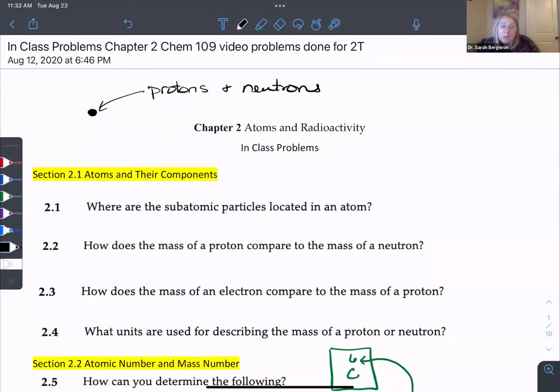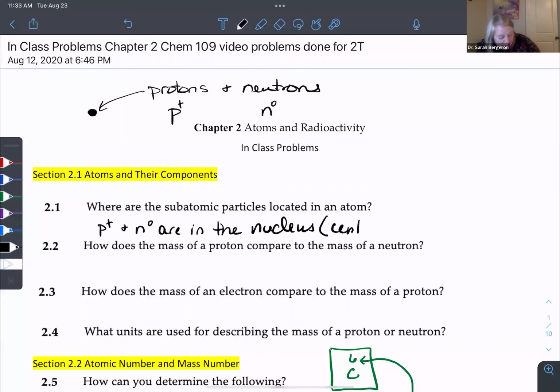And so anytime you see me, I'm going to absolutely abbreviate protons as P plus, and I'm going to abbreviate neutrons as N0. And the reason that I do that is because that tells me not only what subatomic particle it is, but what charge it is. So for that very first one, what are the subatomic particles located in an atom? So I'm going to say the protons and neutrons are in the nucleus. And that's really the center of the atom.